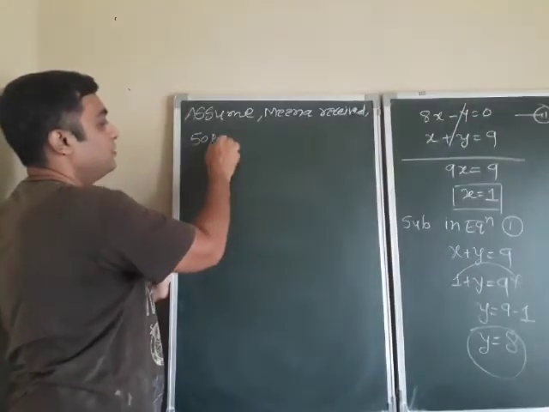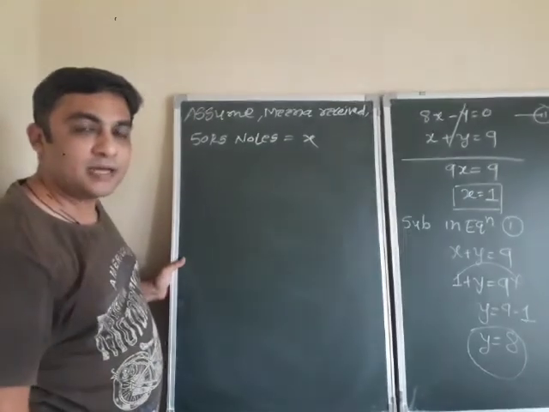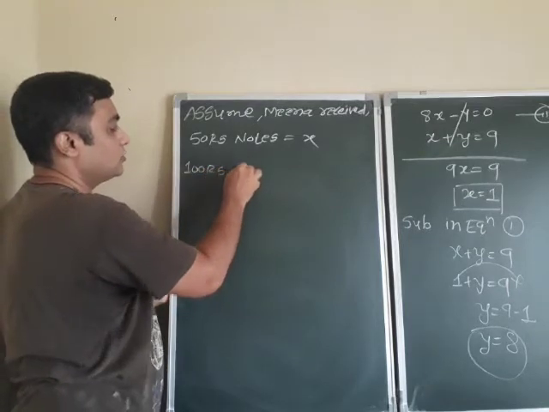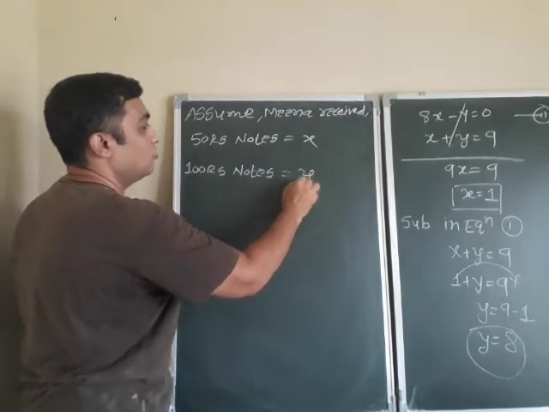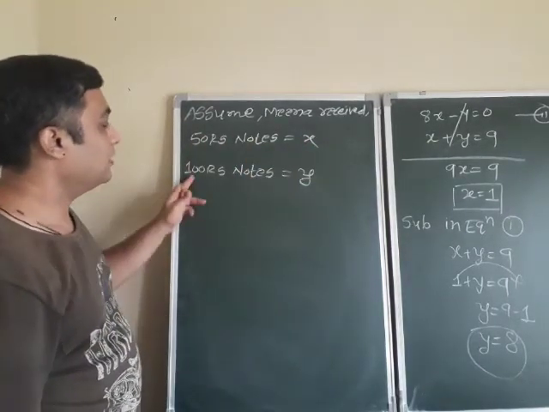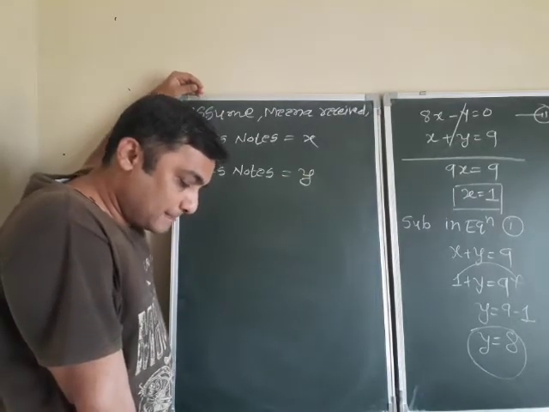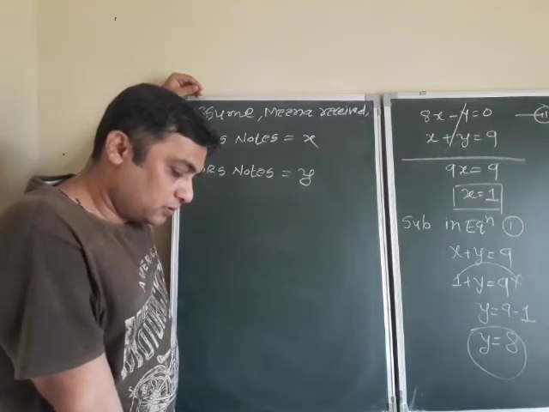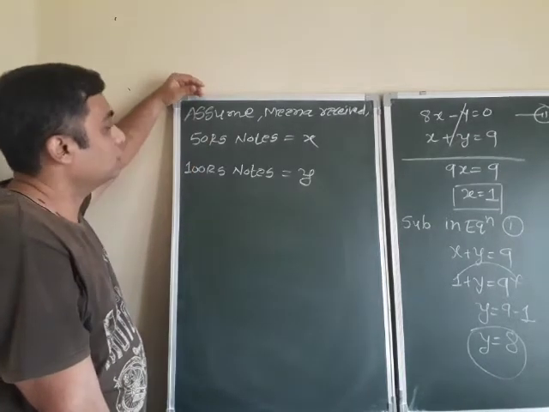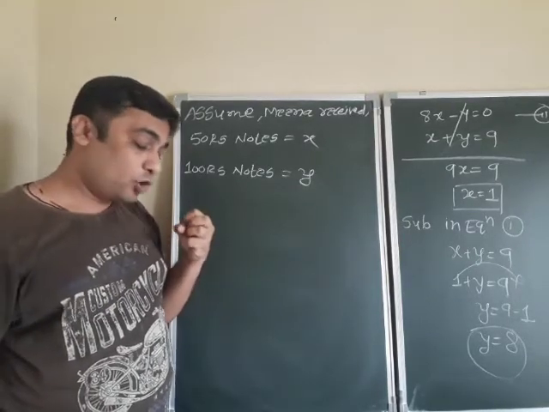Meena received 50 rupees notes is equal to x, and Meena received 100 rupees notes is equal to y. Fine. Now see, how much amount did she withdraw? Meena withdrew an amount of 2000 rupees.